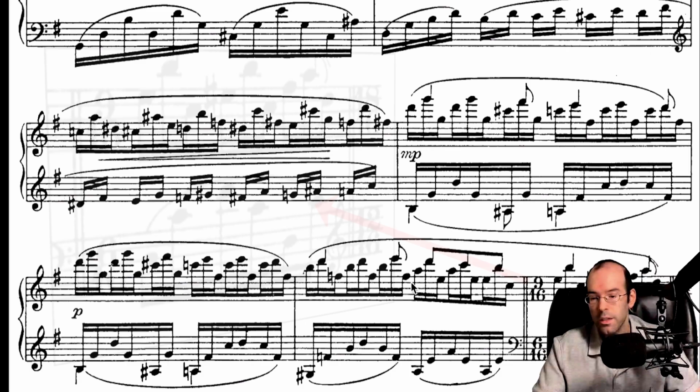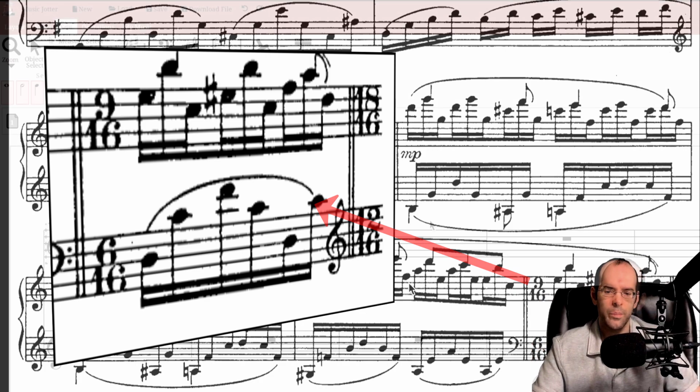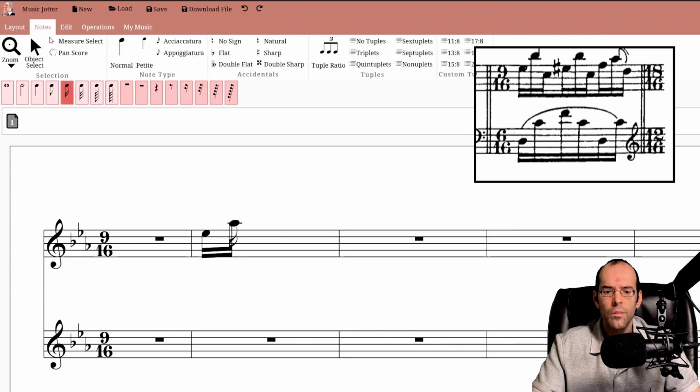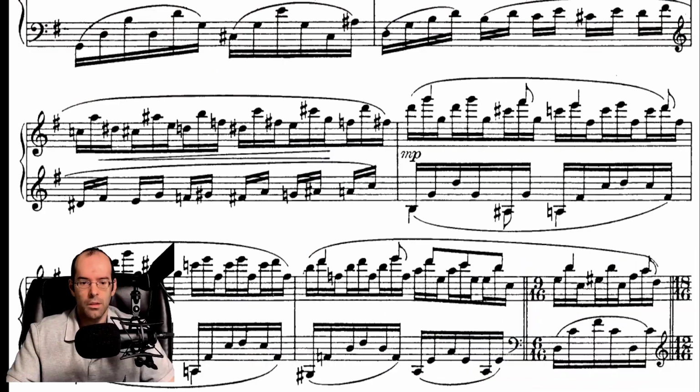Okay, so you see over here we have 9/16 in the right hand and 6/16 in the left hand. So let's notate that now. So 9/16 just means we can fit 9/16 notes in a measure. So let's do that. Great. So now the left hand is 6/16. So we need to look at the PDF and see what's going on now.